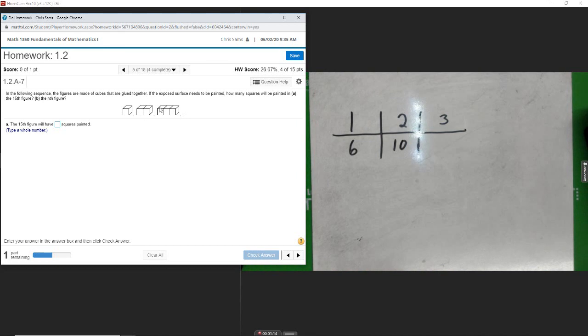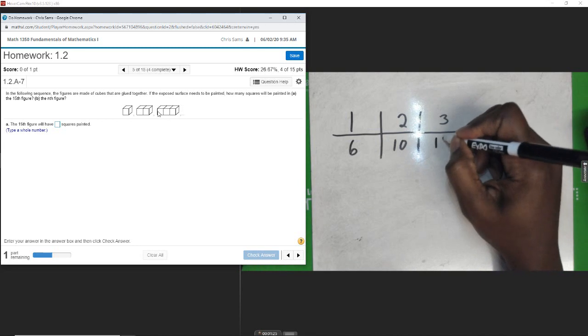And then in this third figure, we have three on top, front, back, and bottom. So 3, 6, 9, 12, 13, and 14 on the sides. So we'll paint 14 there.